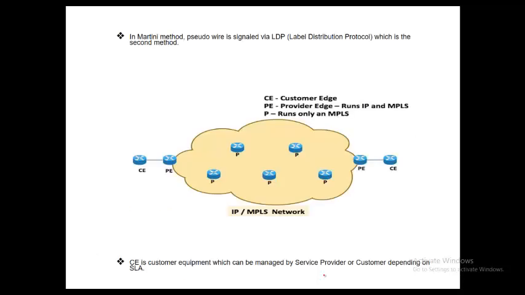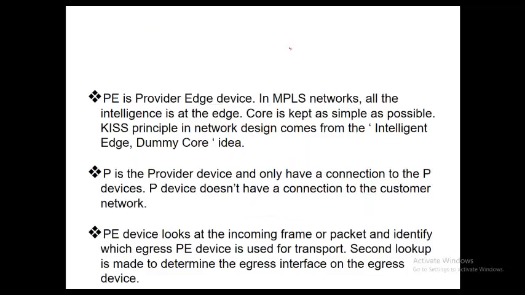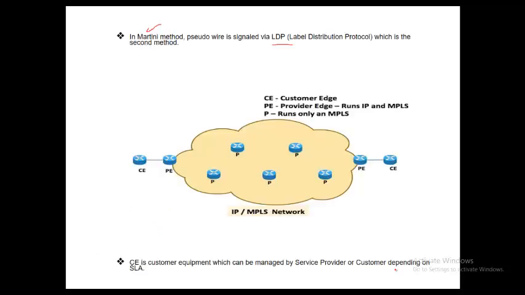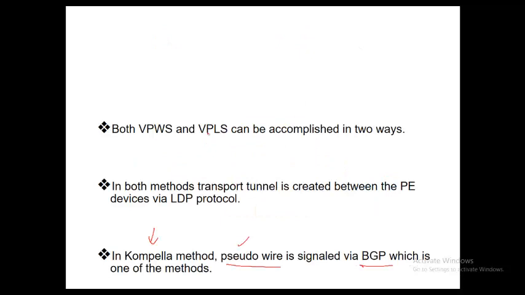So there is also another method called the Martini method, where the pseudo wire is signaled via LDP. In the Kompella method, the pseudo wire is signaled using BGP. In the Martini method, the pseudo wire is signaled using LDP. So as I was telling, you can use either LDP or BGP.